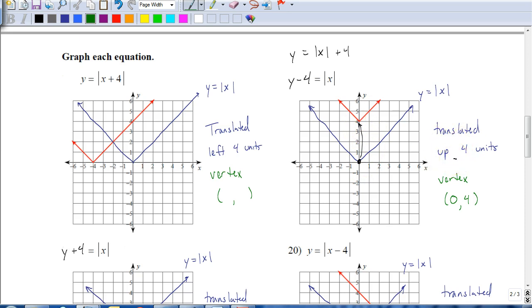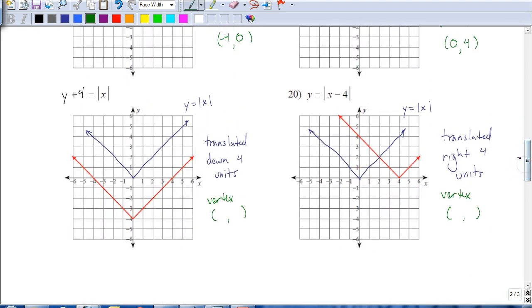Let's look at the one to the left of it here. Here we had y equals absolute value of x plus 4. Here was your vertex originally, but it's moved to the left 4 units to be at the point negative 4, 0.